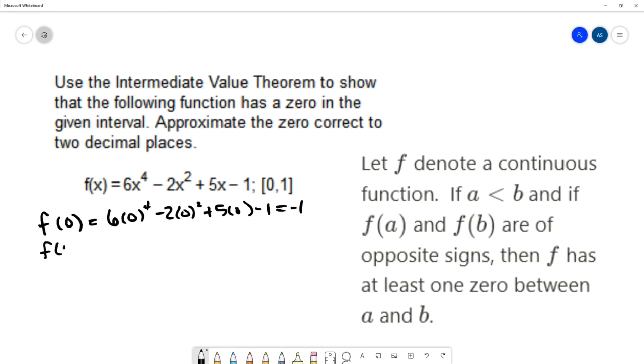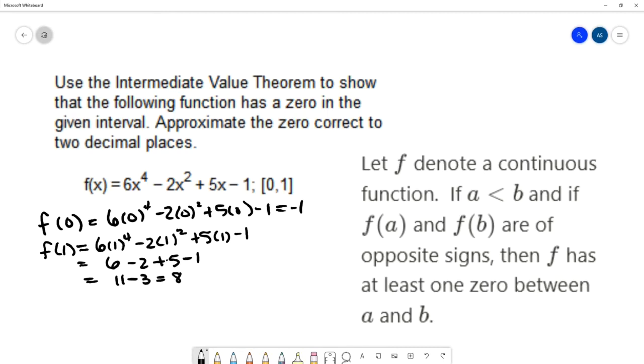And we need to test f of 1. That's 6 times 1 to the 4th minus 2 times 1 squared plus 5 times 1 minus 1. That would be 6 minus 2 plus 5 minus 1. So 11 minus 3 is a positive 8.